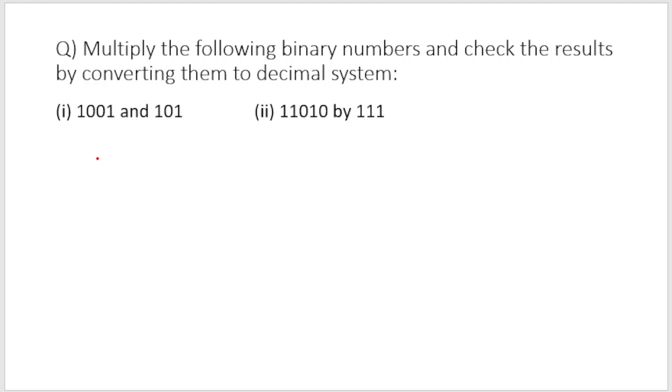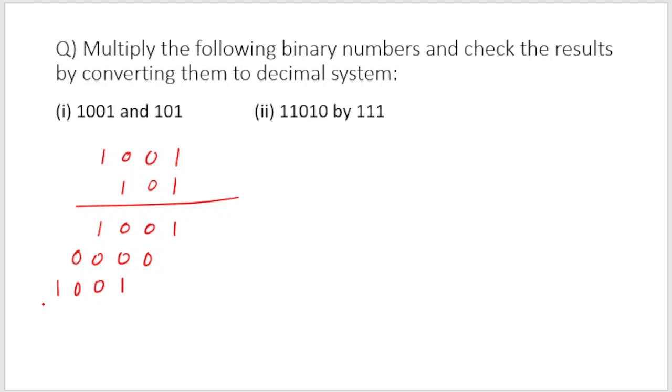So we have two numbers, 1001 and 101. The multiplication works the same way. We take 1, we multiply it with all the digits, so I will get 1001. Then we take 0, we multiply all 4 digits, so I get 0000. And then I take 1 and again I multiply, so I take 1001. And then we add, so we get 1 here, 0 plus 0 is 0 here, 1 here, we have 1 here, we have 0 here, and we have 1 here.